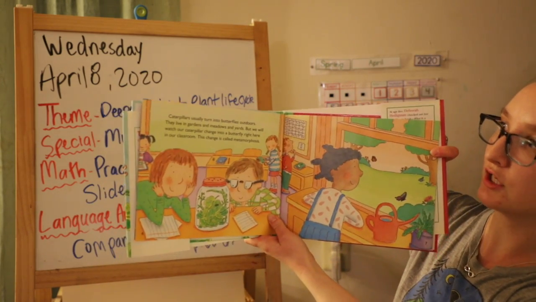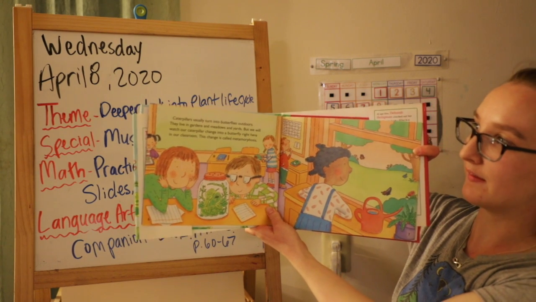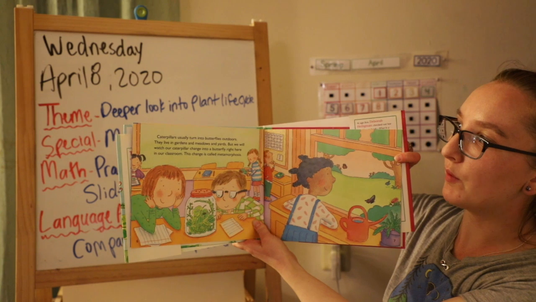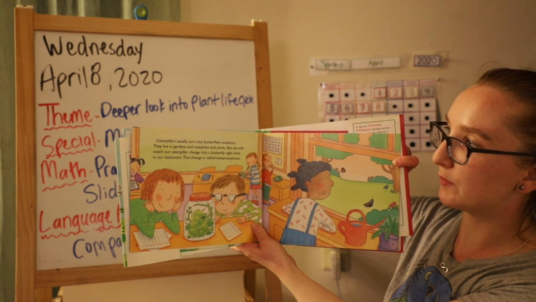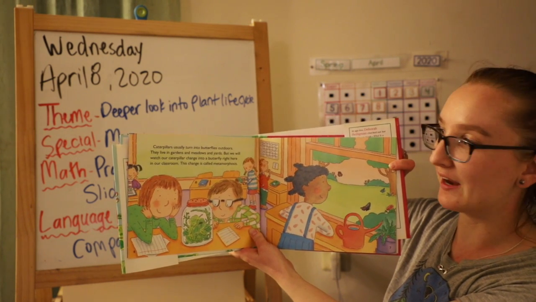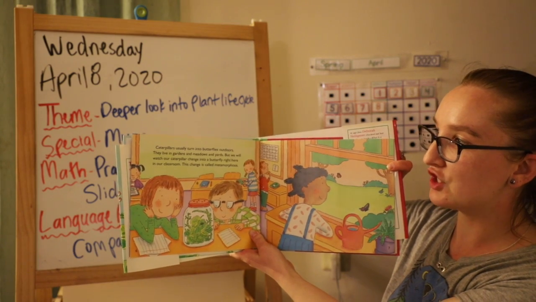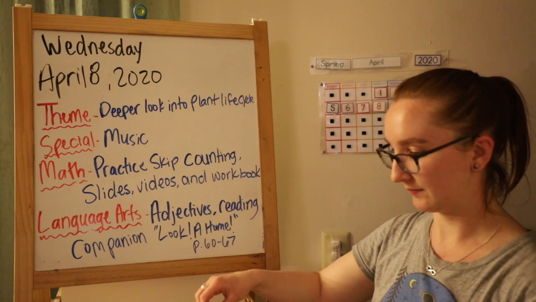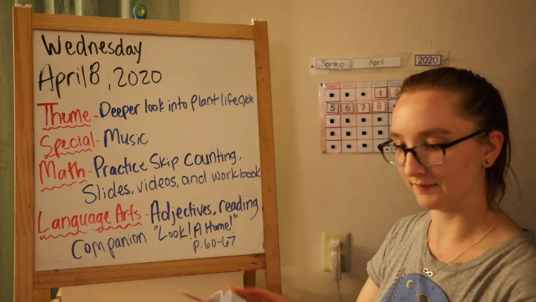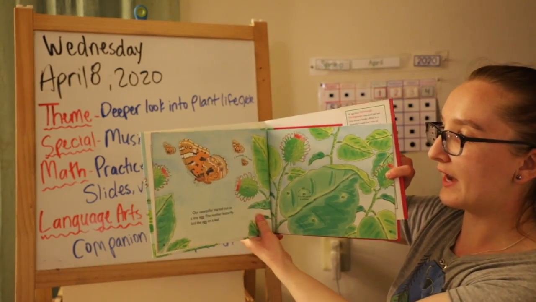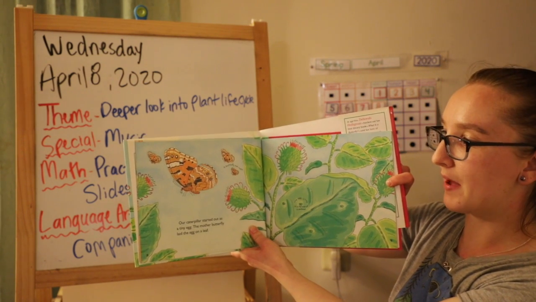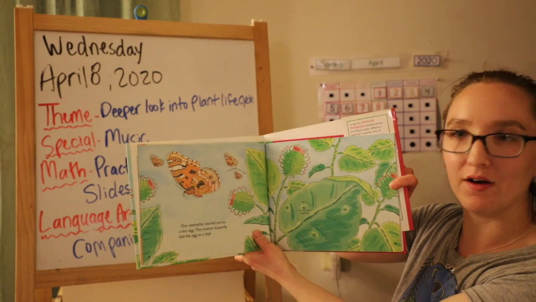Caterpillars usually turn into butterflies outdoors. They live in gardens and meadows and yards. But we will watch our caterpillar change into a butterfly right here in our classroom. This change is called a metamorphosis. Our caterpillar started out as a tiny egg. The mother butterfly laid the egg on a leaf.